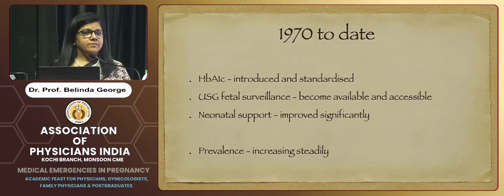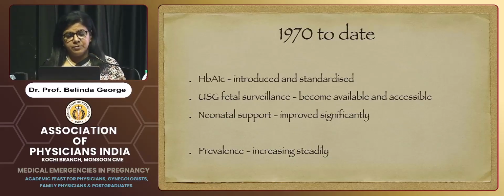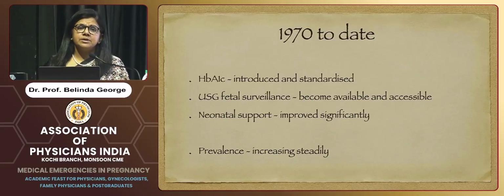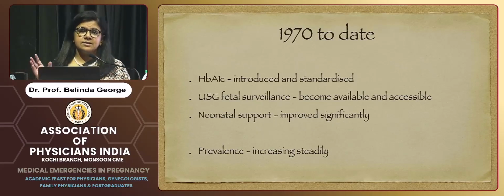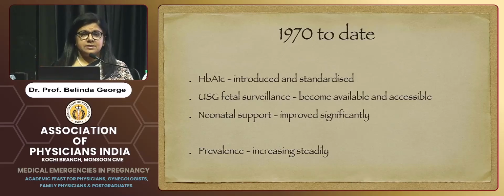And from 1970 to now again, we have seen a lot of changes in management of gestational diabetes. We now have much better markers of glycemia like HbA1c to detect pre-pregnancy diabetes. You have ultrasonography now, fetal surveillance to assess even teratogenic effects in the fetus even before delivery. And neonatal support itself with lots of NICU care has improved dramatically. On the other side, we also have an increasing incidence of gestational diabetes because of increasing obesity and increasing pre-existing diabetes. So on one hand, we are controlling it better, but on the other hand, the burden is increasing.